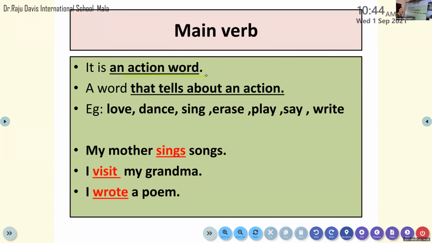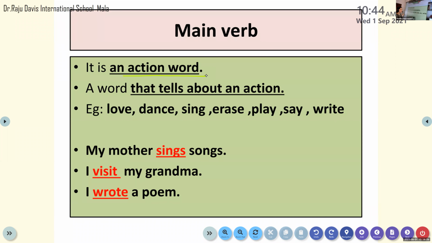Examples of main verb: love, loves, loved; dance, dances, danced; sing, sang, sings; erase, erases, erased; play, plays, played; say, said, says; write, writes, and wrote are the main verbs. Okay, it can stand alone in a sentence.